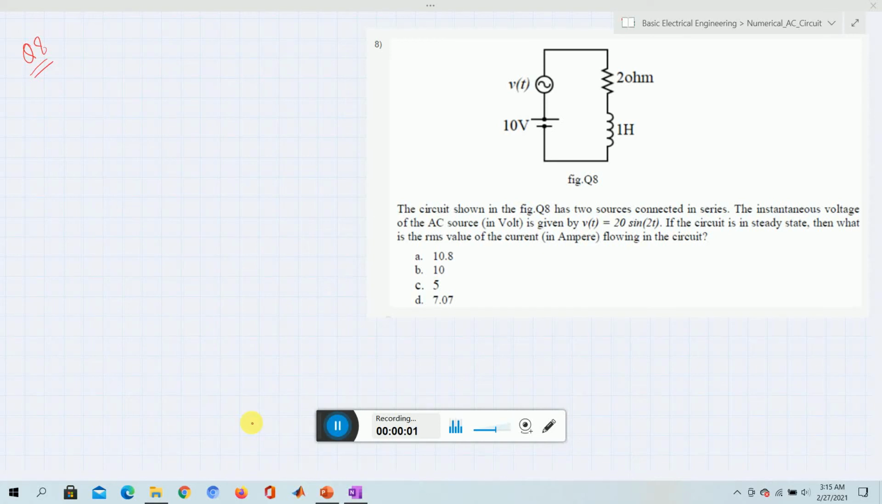Welcome to another video of Basic Electrical Engineering. Here we'll take some numericals from the AC circuit. What is given is that in the circuit shown, two sources are in series.